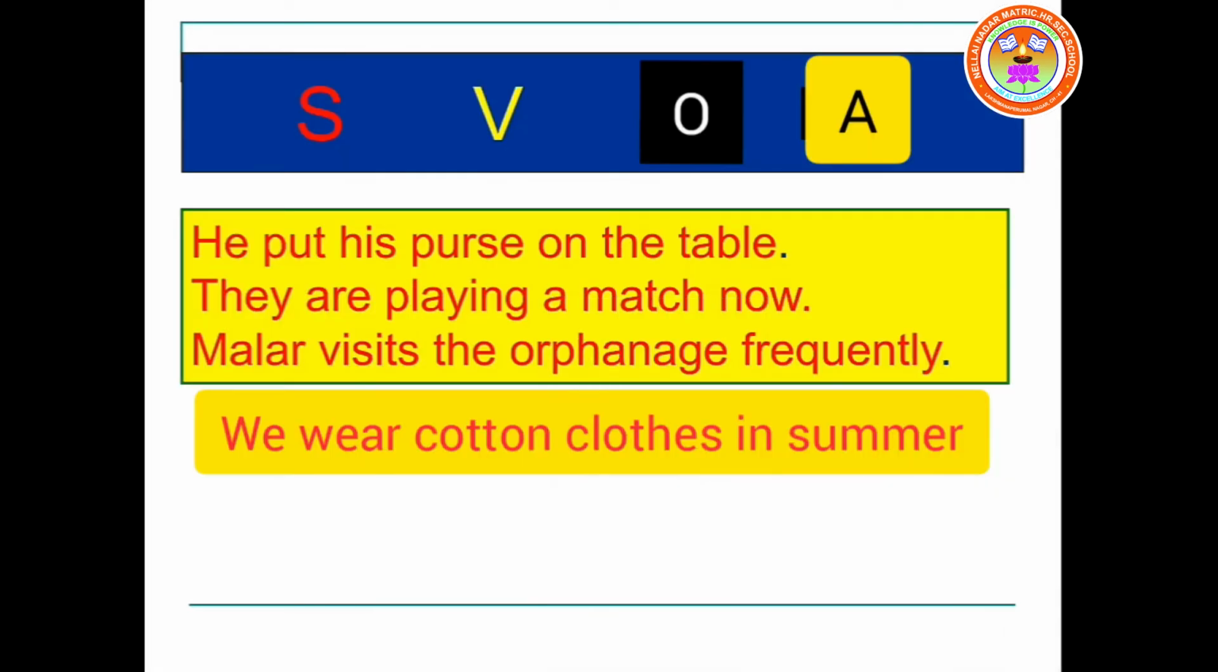Next pattern is subject, verb, object, adjunct. SVOA. Examples: He put his purse on the table. They are playing a match now. Malar visits the orphanage frequently. We wear cotton clothes in summer.